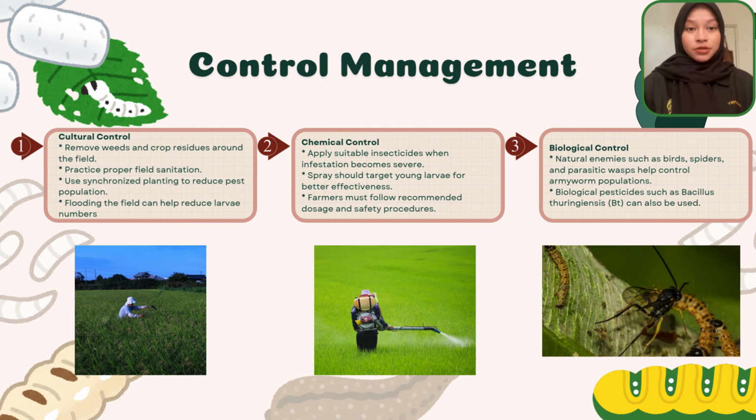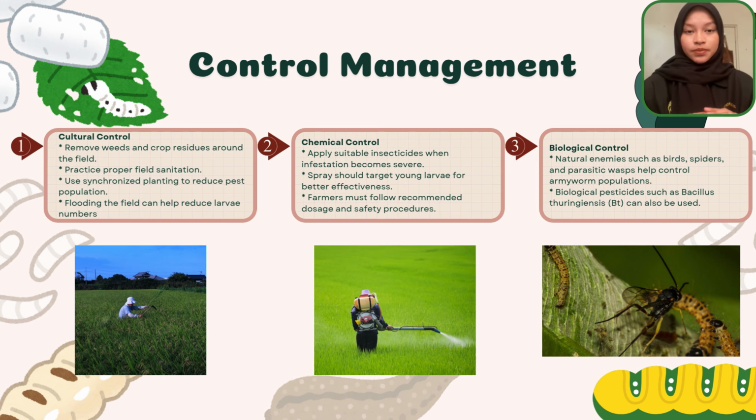Lastly, we are going to talk about the control management. First, for cultural control, we have to remove weeds and crop residues around the field, and practice proper field sanitation. Use synchronized planting to reduce pest population, and flooding the field can help reduce larvae numbers. Second is chemical control. Apply suitable insecticide when infestation becomes severe. Spray should target young larvae for better effectiveness. Farmers must follow recommended dosage and safety procedures.